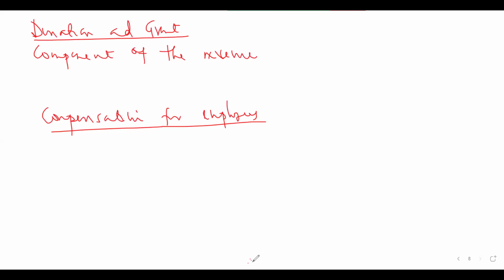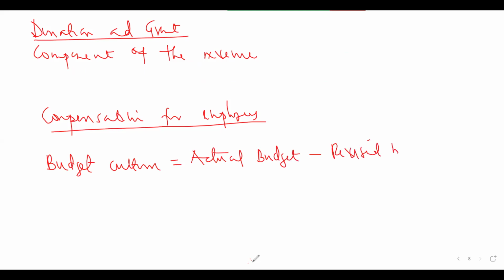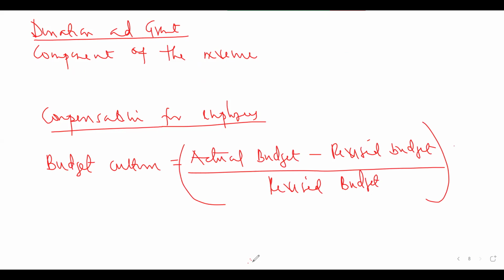What do we calculate? We calculate what we call the budget item. Okay, budget item. How do we calculate the budget item? It is calculated as the actual amounts minus the revised budget amounts, divided by the revised budget, all of these multiplied by 100. Okay, so let's pick that question over there.